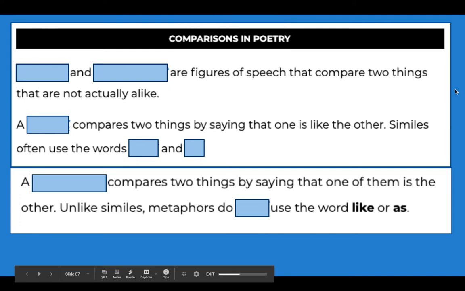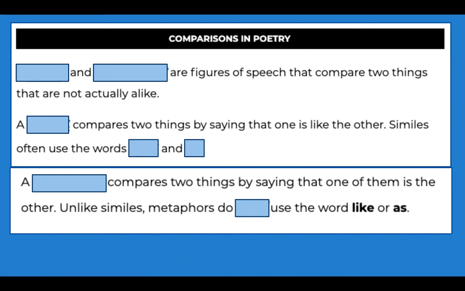All right, before jumping into new concepts, we are actually going to review the two poetic elements that we learned yesterday. So we're going to go over simile and metaphor, and then we're going to add on two more. So first things first, similes and metaphors are figures of speech that compare two things that are not actually alike.